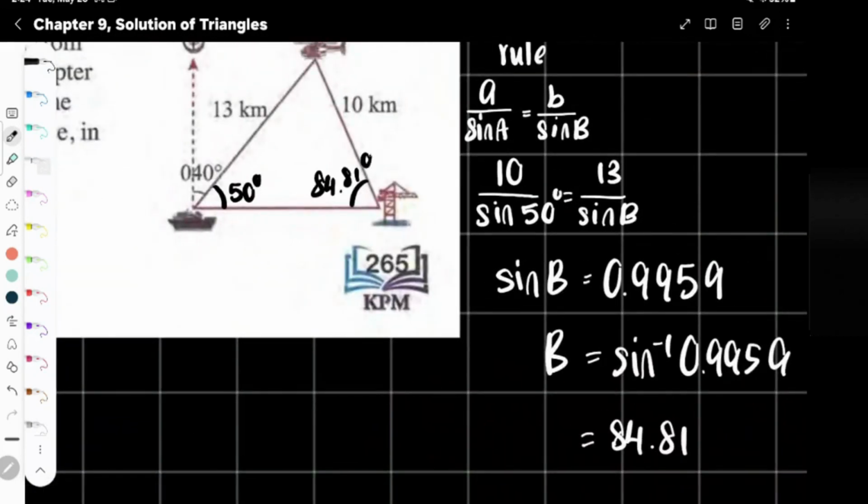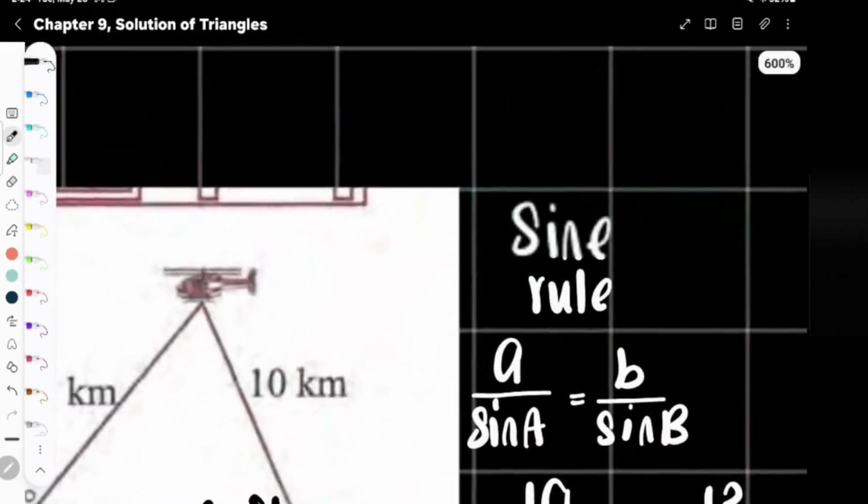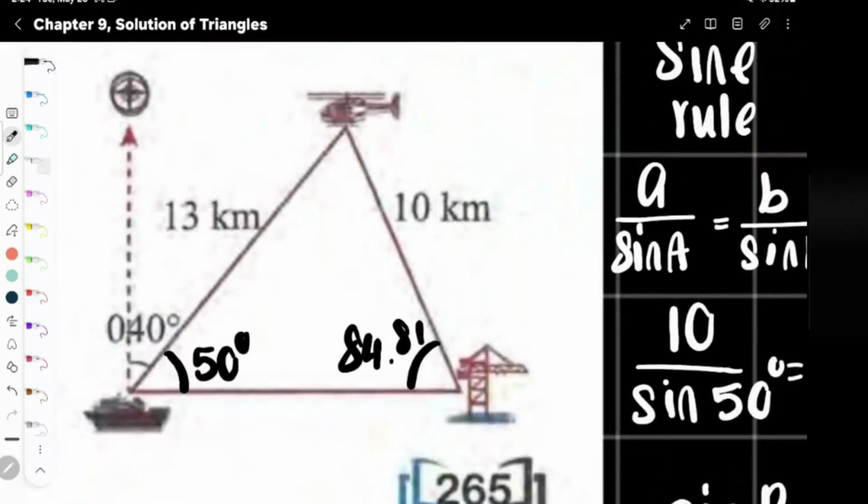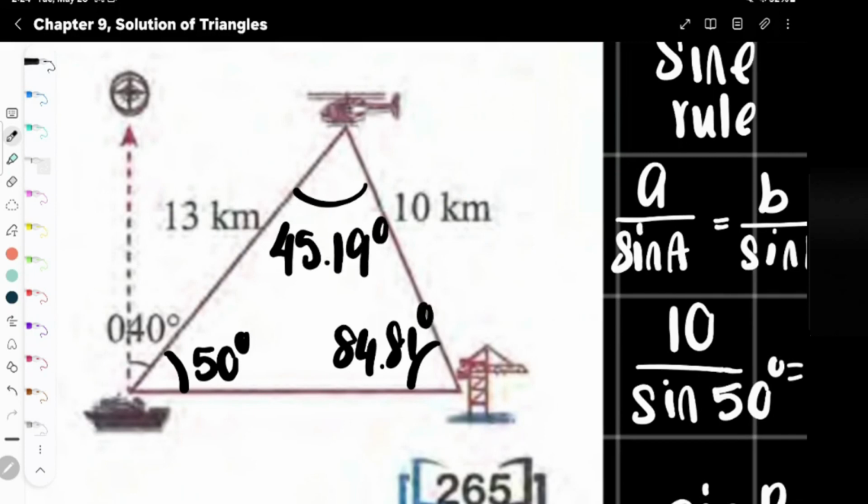Now, once we find this angle, we can immediately find this angle here. Why? Because it's a triangle, so we can just do 180 minus all of this. So let's use a calculator. 180 minus 50 minus 84.81. So this will be 45.19 degrees. Very simple, right?